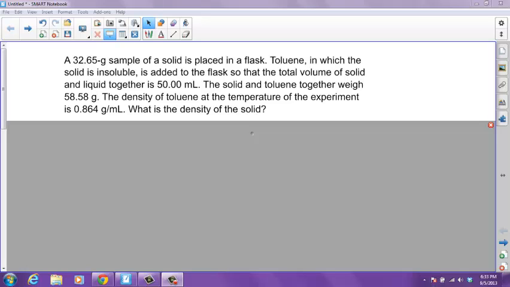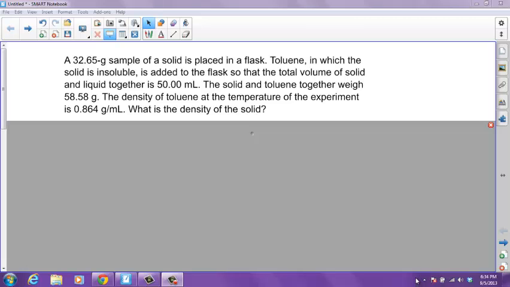Here it goes. A 32.65 gram sample of a solid is placed in a flask. Toluene, in which the solid is insoluble, is added to the flask so that the total volume of the solid and liquid together is 50.00 milliliters. The solid and toluene together weigh 58.58 grams. The density of toluene at the temperature of the experiment is 0.864 grams per milliliter. What is the density of the solid?